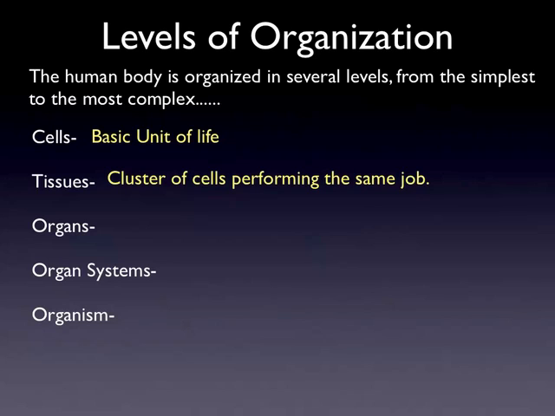We call that tissues. Tissue is a cluster of cells performing a similar job. There are nerve tissue, muscle tissue, blood is a tissue, skin, epithelial tissue. There's all sorts of different types of tissue that are present inside of our body.